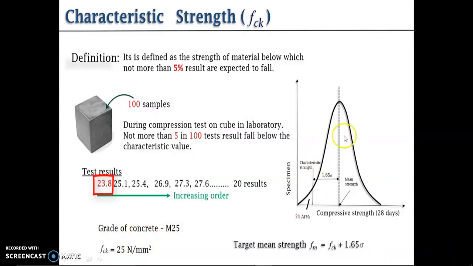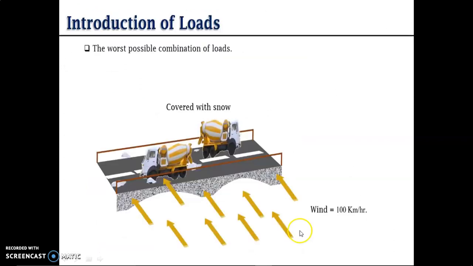This is the graph we made, and we have to find the target mean strength. The target mean strength formula is fm is equal to fck plus 1.65 sigma. Here sigma is the standard deviation, and this value is given in our code IS 456 2000. So from that you have to take the sigma value. Here if we put 25, then 25 plus 1.65 multiplied by sigma, you get the target mean strength for that part.